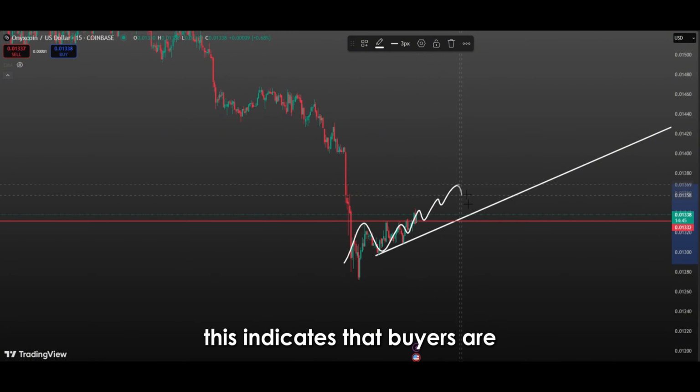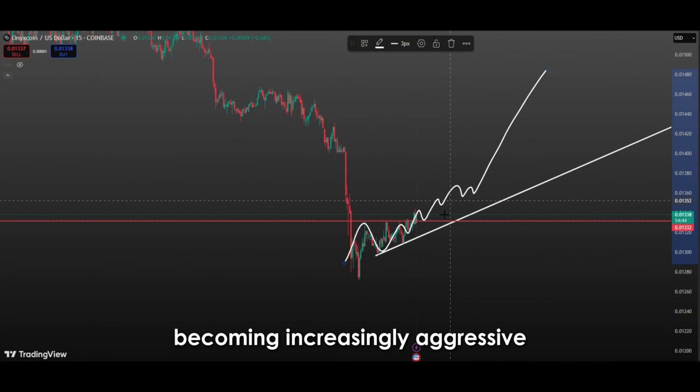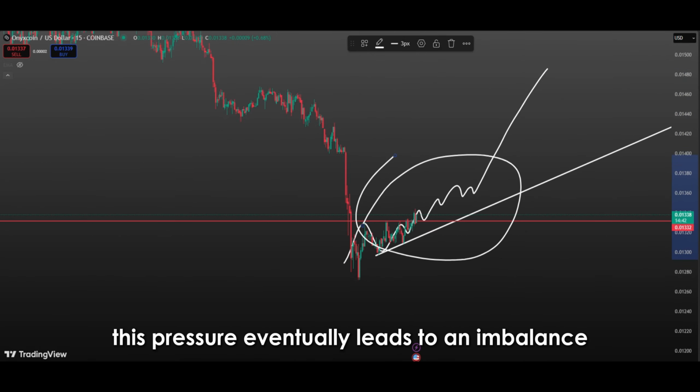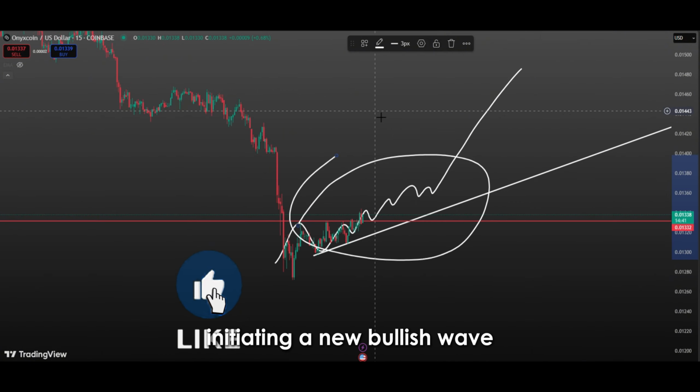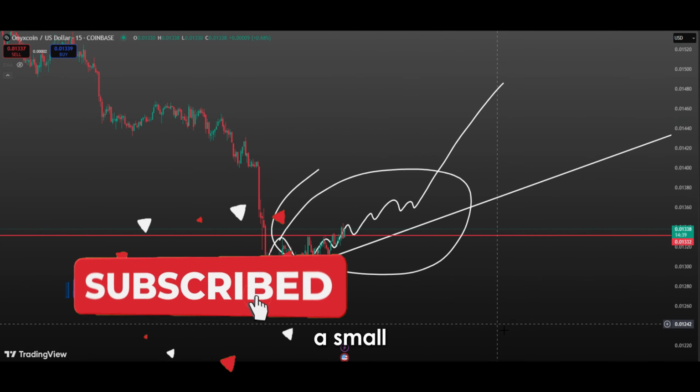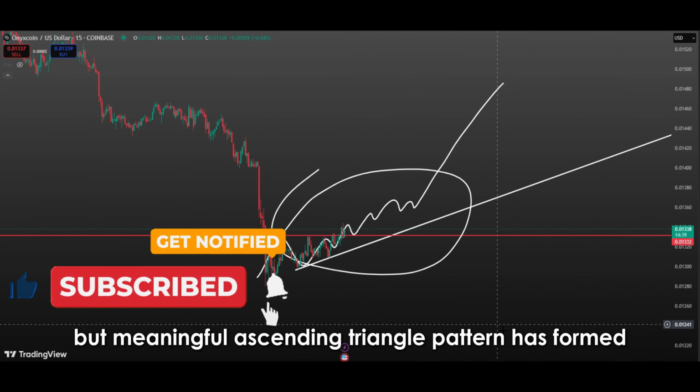This indicates that buyers are becoming increasingly aggressive, while sellers continue to hold their ground at a certain level. However, this pressure eventually leads to an imbalance, and the price breaks out upward, initiating a new bullish wave. In the scenario we are examining, a small but meaningful ascending triangle pattern has formed.